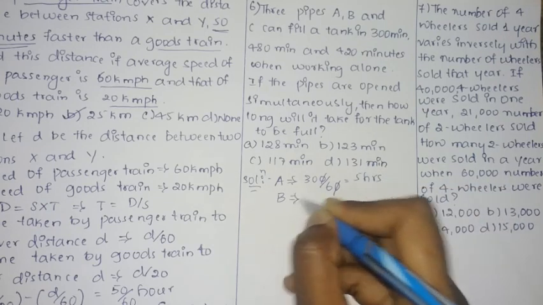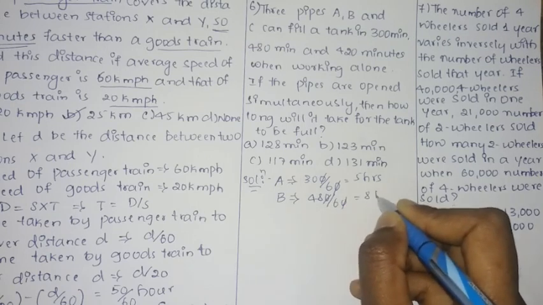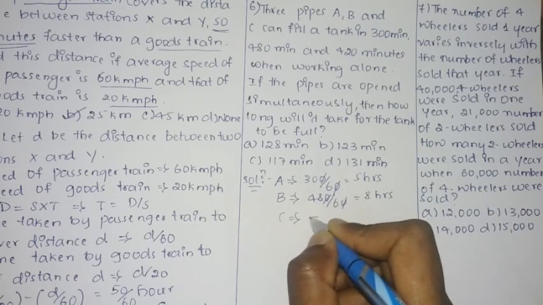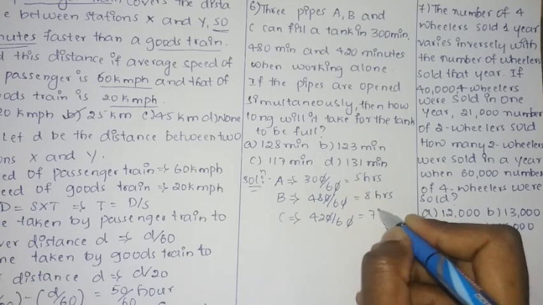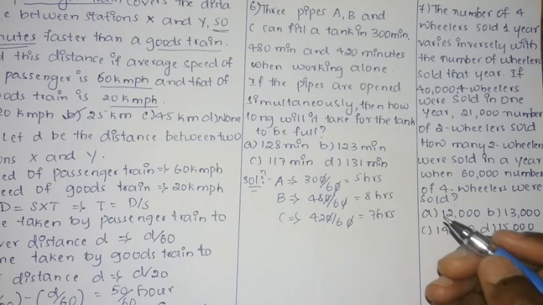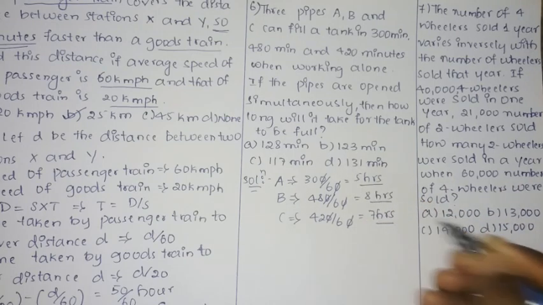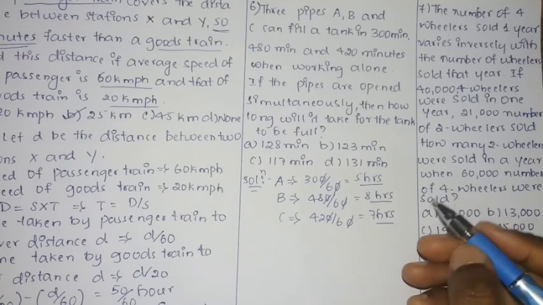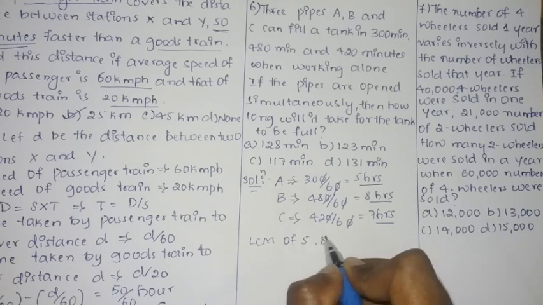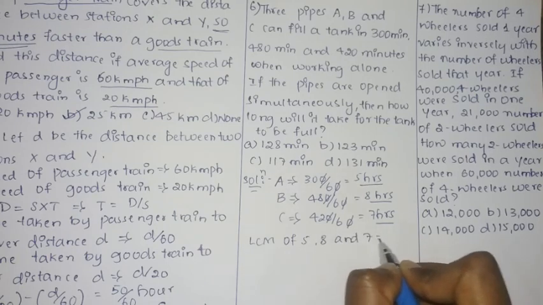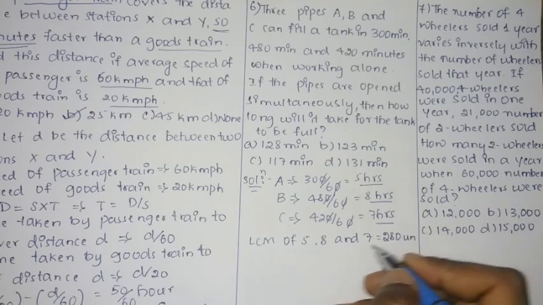Then similarly B can fill a tank in 480 divided by 60, which is nothing but 6 8s are 48, 8 hours. And similarly C can fill a tank in 420 divided by 60, which is nothing but 6 7s are 42, which is 7 hours. So A can fill a tank in 5 hours, B in 8 hours and C in 7 hours. First find the LCM of all. So the LCM of 5, 8 and 7 is equal to 280 units.